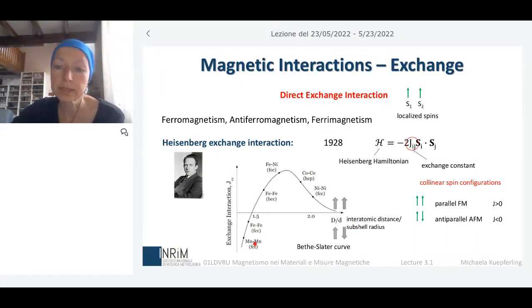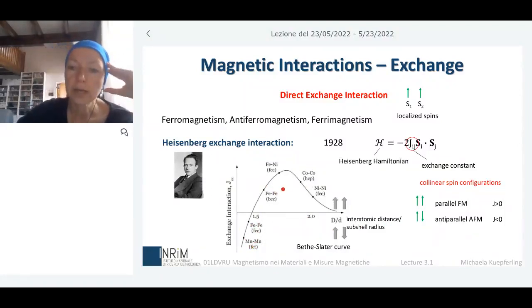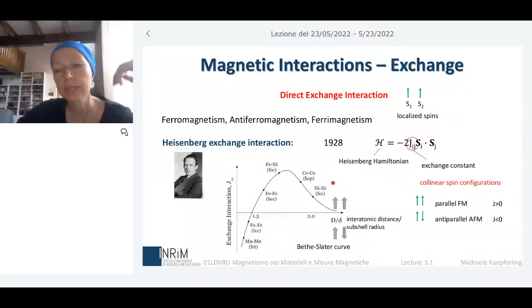Now I show you here this famous Bethe-Slater curve. And you can see here the interatomic distance divided by the subshell radius as the x-axis. And on the y-axis, we have the exchange interaction, or exchange integral, as it's very often called. And you can see here different kinds of elements and crystals, let's say: iron-iron in the BCC configuration, nickel-nickel in the FCC, and so on, or manganese, these 3D elements, of course.